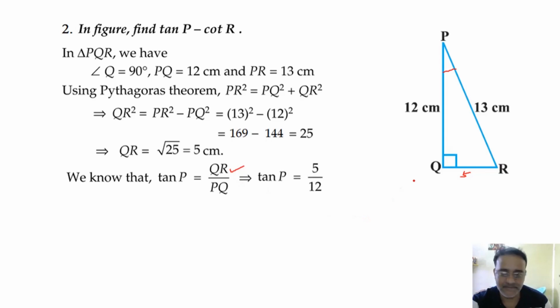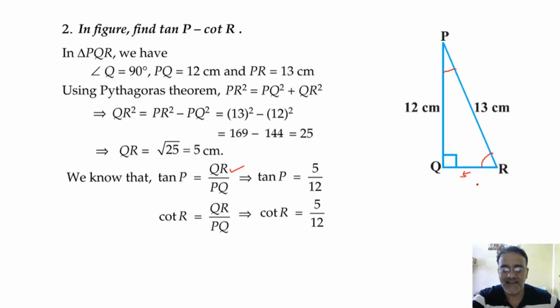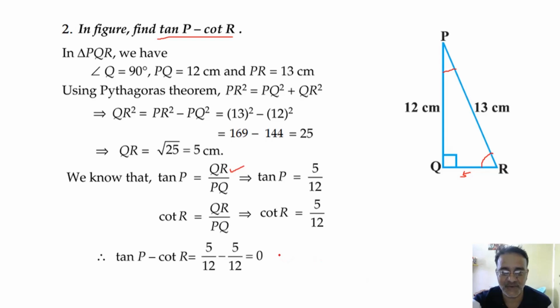Now cot R. Cot is A by O. Which side is adjacent to R? QR. And which is opposite? PQ. Right. So we'll get QR upon PQ, and QR is 5 and PQ is 12. So we are getting 5 upon 12. Now what is the value of this expression? 0. Tan P minus cot R is equals to 5 by 12 minus 5 by 12, that is equals to 0. Any doubt? No, sir.